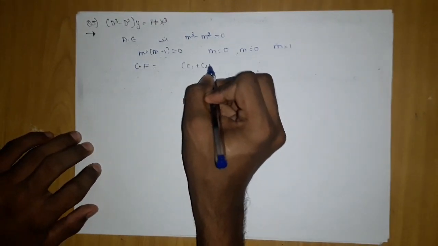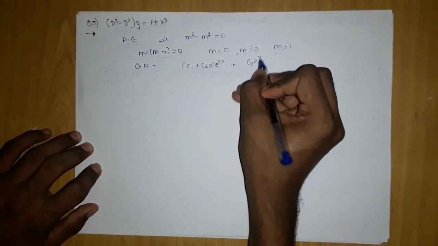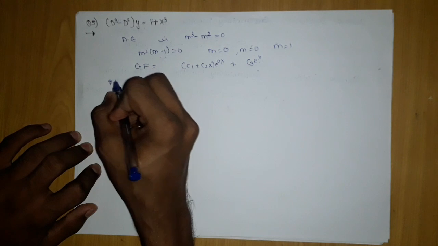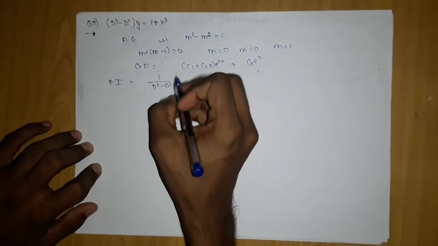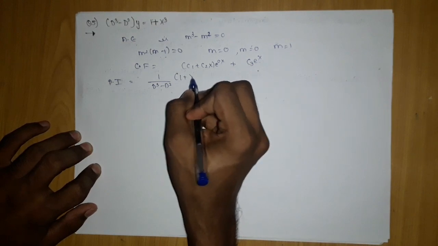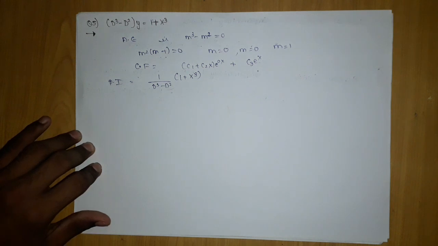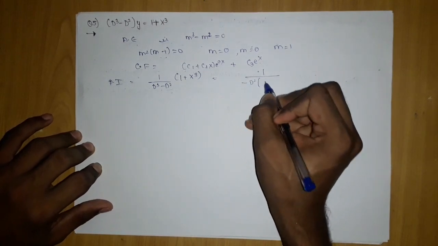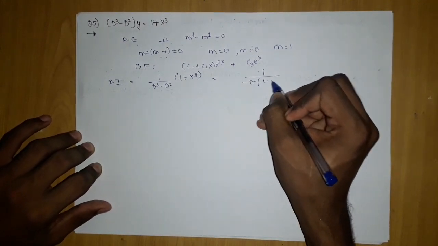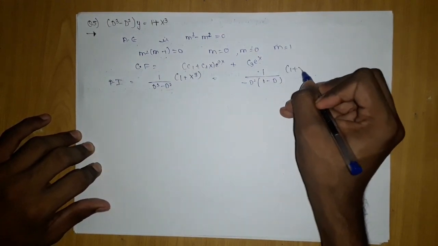c1 plus c2 x e to the power 0x, since these two roots are the same, plus c3 e to the power x. The particular integral will be nothing but 1 by (D cube minus D square) into (1 plus x cube). Here children make the same mistake: don't take D square only outside, take minus D square outside. If you take minus D square outside, then only you will get 1 minus D, and 1 plus x cube will be there.